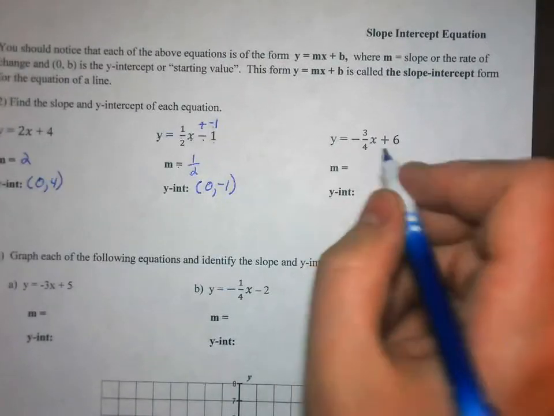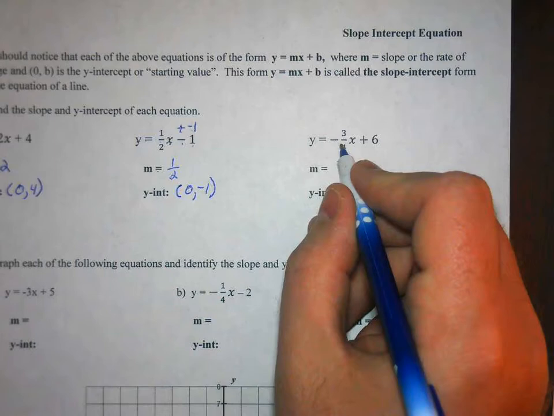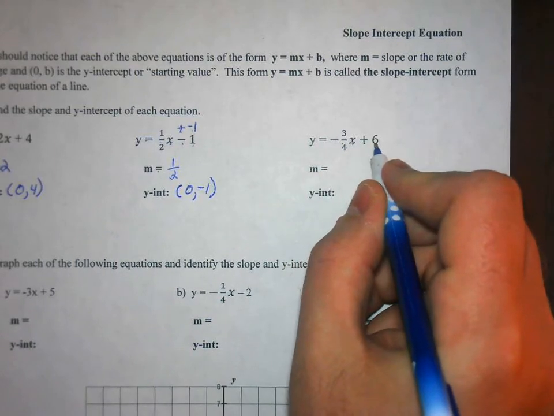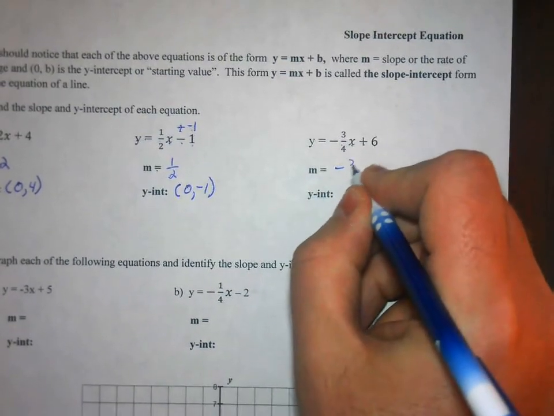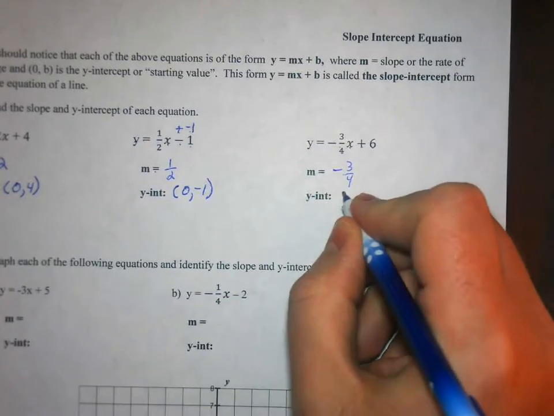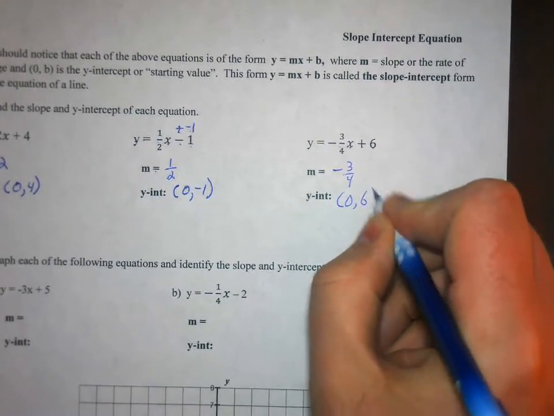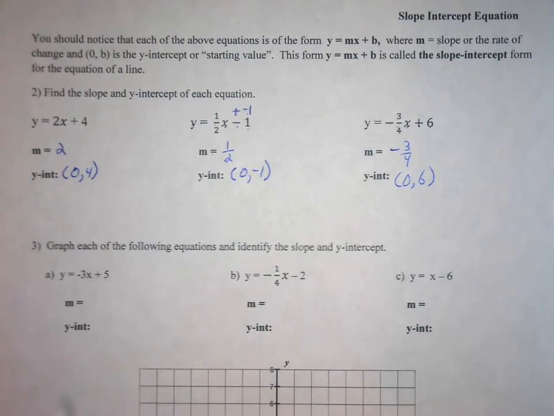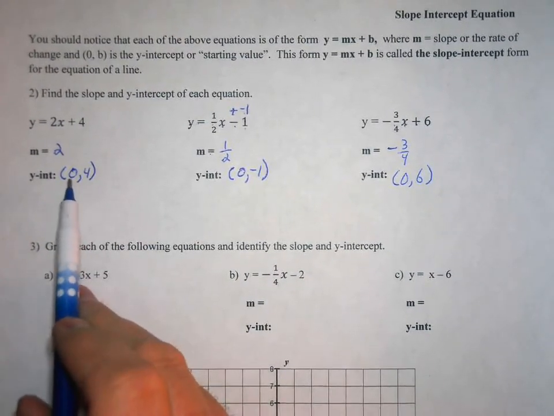And then the third one, y equals mx plus b. The slope is negative 3/4, and the y-intercept is at (0, 6). And notice that the y-intercept always, every single time, has 0 for the x value.